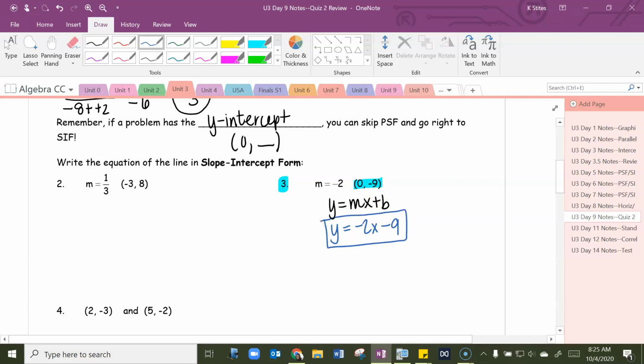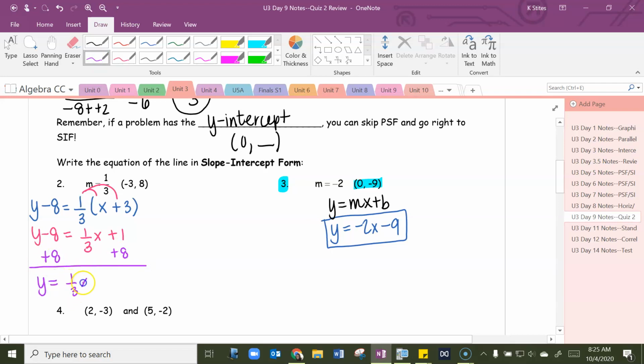These other two problems, both number 2 and 4, we will have to do point slope form first because we do not have this y-intercept. All right, so we'll start with y minus 8 equals my slope is 1/3, and then x plus 3. That's point slope. Now I'll distribute. Since I want slope-intercept, I will need to solve this. 1/3 times 3 is just 1. And then remember, we want y by itself, so we're going to add 8 to both sides. So that's y equals 1/3 x, 1 plus 8 is 9. And there you go.